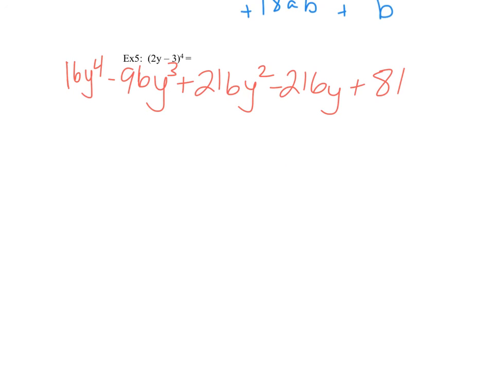And for the final problem, I ended up with 16y to the 4th minus 96y to the 3rd plus 216y squared minus 216y plus 81. Again, be careful with the negatives. You should notice that your negative sign should alternate between positive, negative, positive, negative, positive whenever your binomial is a subtraction. And that's all for today.